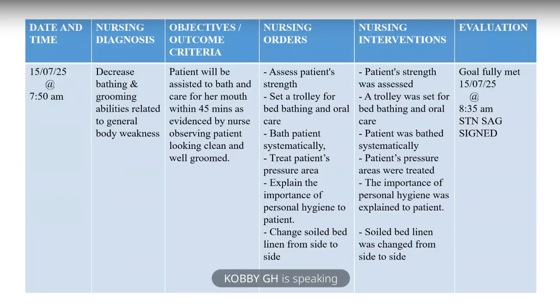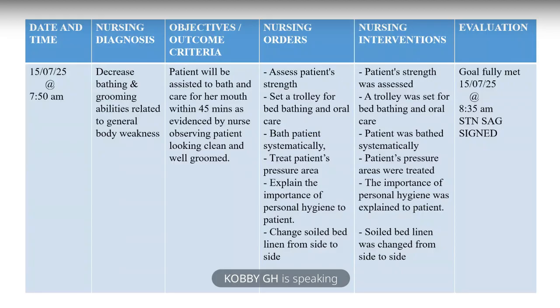Now, anytime you are writing issues with bathing, you can only relate it to general body weakness or body weakness. If you don't want to write general body weakness, write body weakness. This is the only thing you can relate. Don't relate it to fracture, because we don't want to see medical terms in the nursing diagnosis. So instead of relating it to fracture, relate it to weakness rather, because if someone is having a fracture in the upper limb, the person will have weakness.